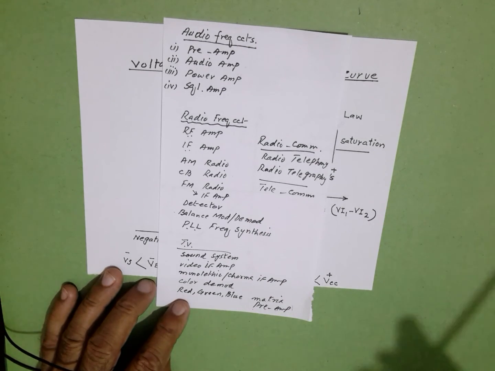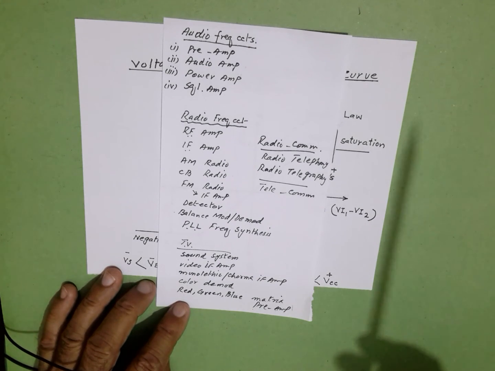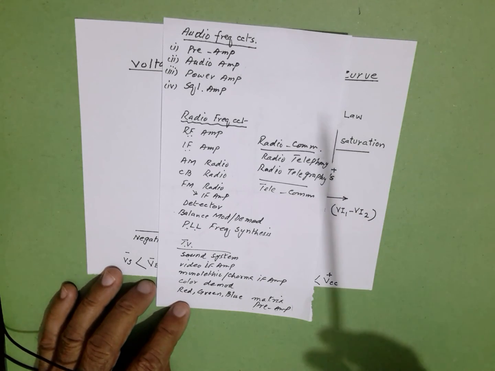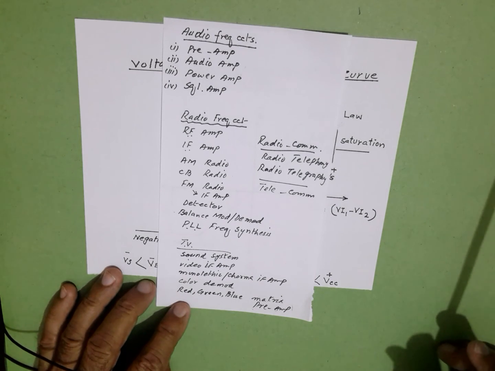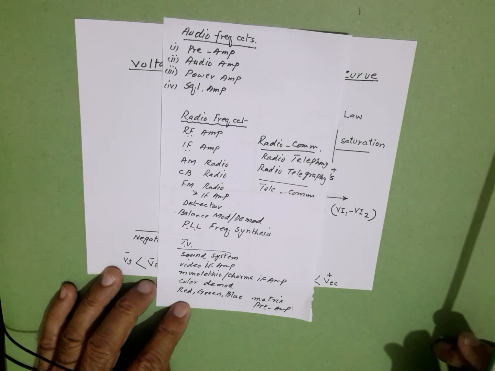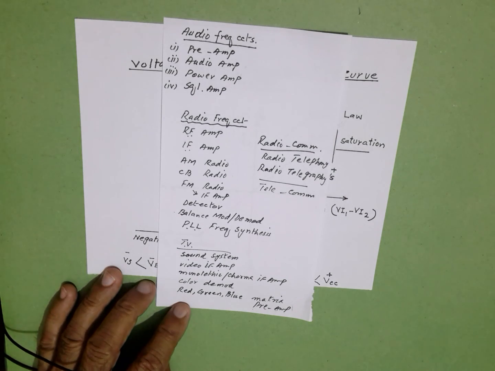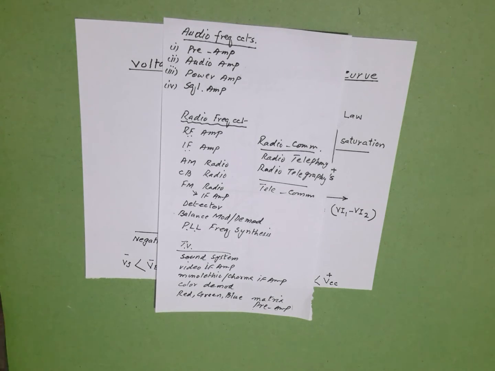if it is operating within the linear curve, there is no question of saturation and no question of distortion. The moment it crosses point X, enters into a saturation region, positive saturation or negative saturation will result in a distortion that is undesirable. That's all.